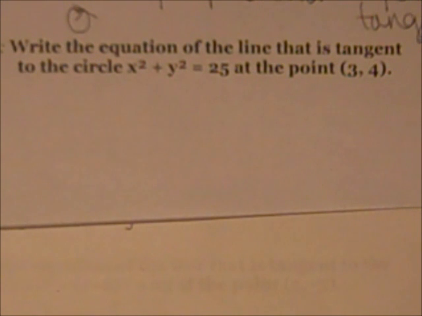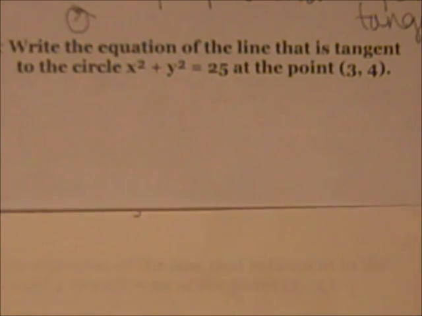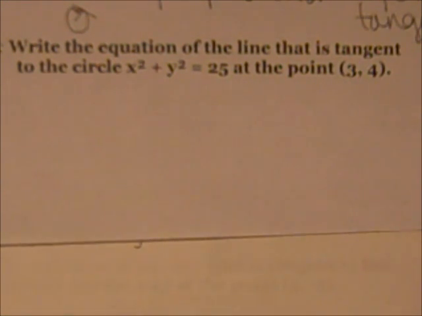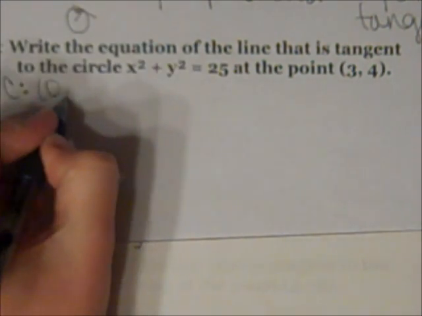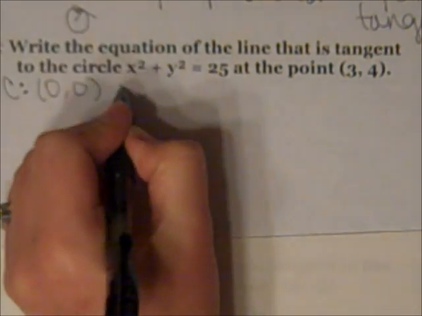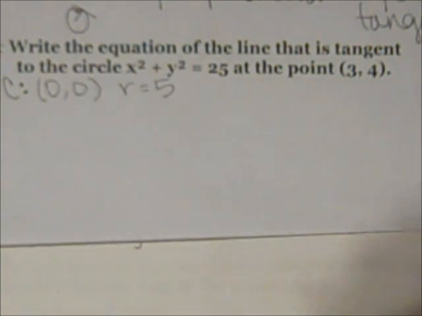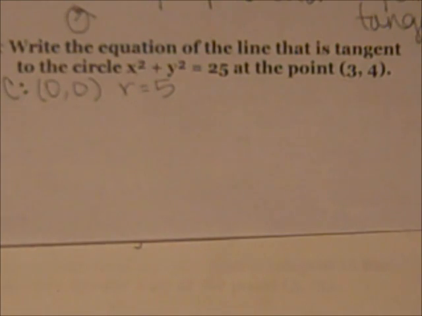Alright, so write the equation of a line that is tangent to the circle x squared plus y squared equals 25, whoopsie, at the point (3, 4). So a couple of things we need. I need to know my center. So in this case, the center is at (0, 0). I need to know the radius. It's 5. Actually, I don't even need to know the radius. And the other point is at (3, 4).